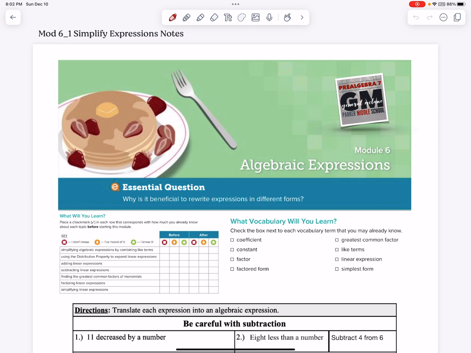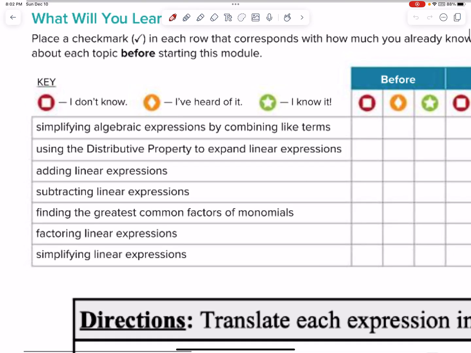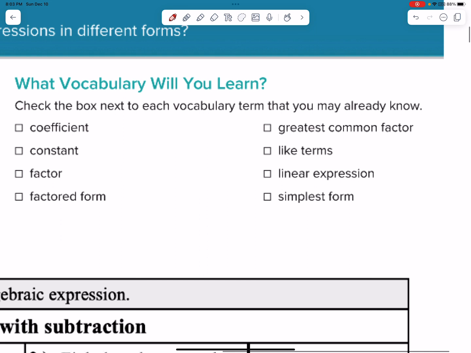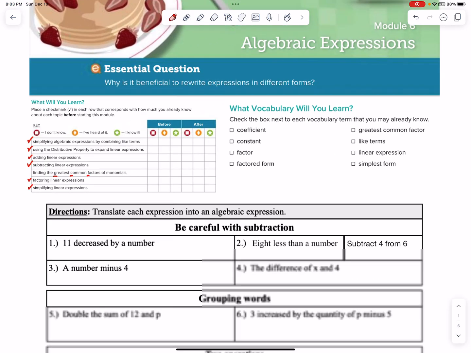It's a pretty short module. Let's go ahead and jump into it. What will you learn? Simplifying algebraic expressions. We're going to use the distributive property as well, all in this first lesson. And then we have adding linear expressions, subtracting, finding the GCF of monomials, and then factoring and simplifying linear expressions. So all of that, some vocabulary that you may be familiar with, but probably some new ones too, like coefficient, and then factored form of monomials and things like that.